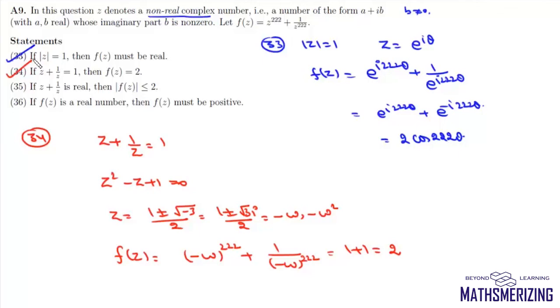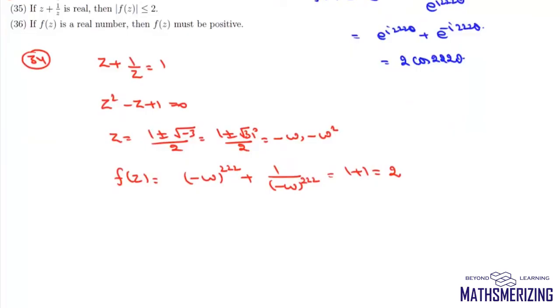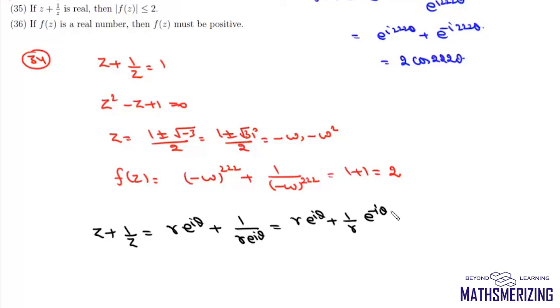Now this 35 is, if z plus 1 upon z is real, then mod of f(z) is less than or equal to 2. So we are given that z plus 1 upon z is a real number. Now suppose z is r into e to the power iota theta. So we can write r e to the power iota theta plus 1 upon r e to the power iota theta, so it will be r e to the power iota theta plus 1 upon r e to the power minus iota theta.